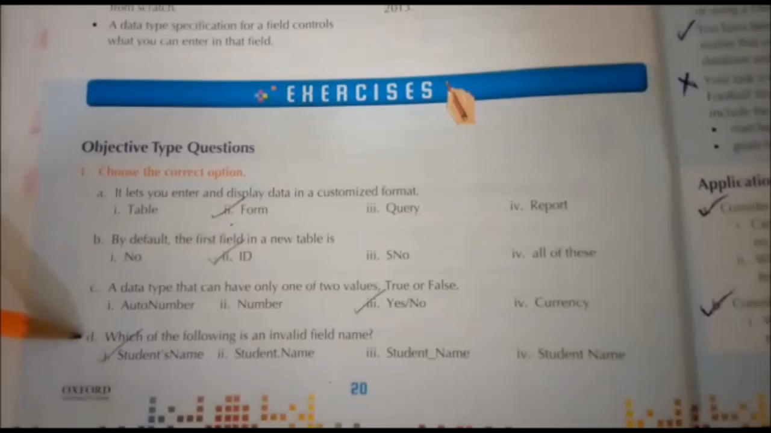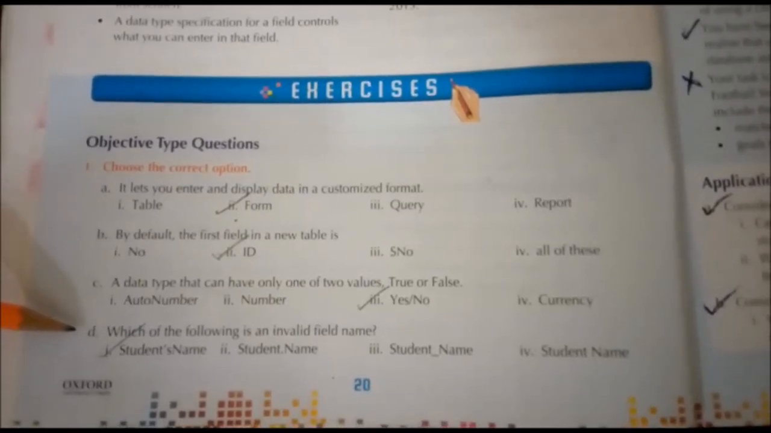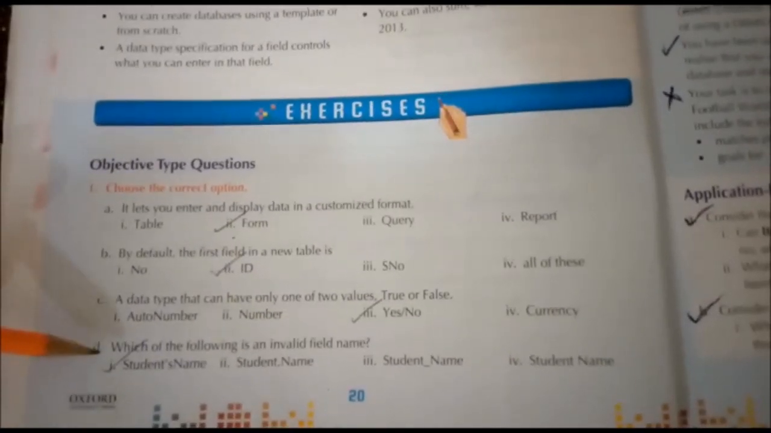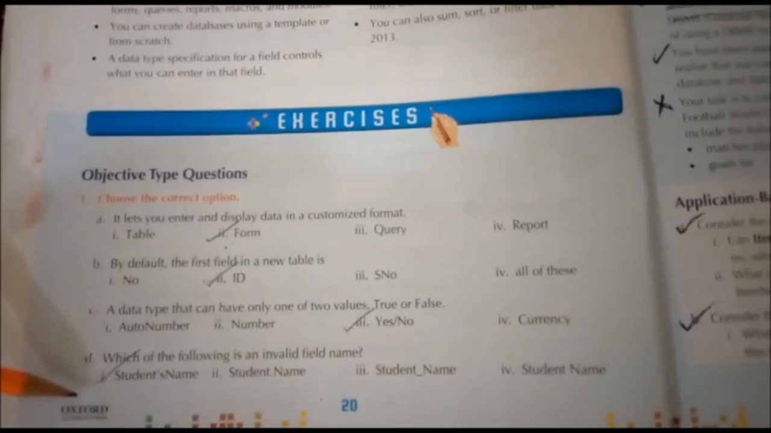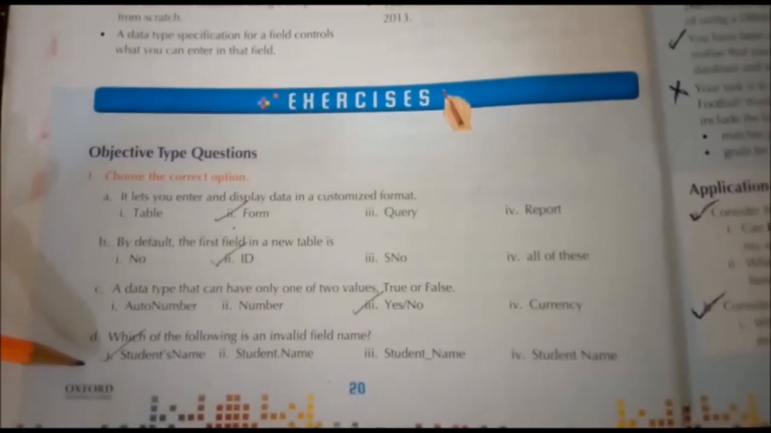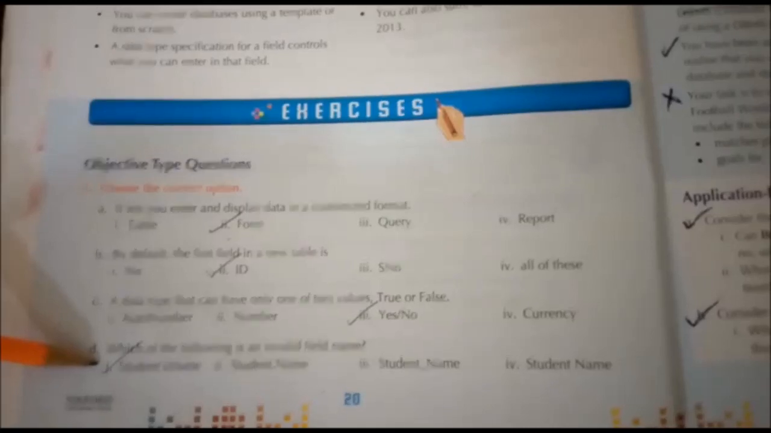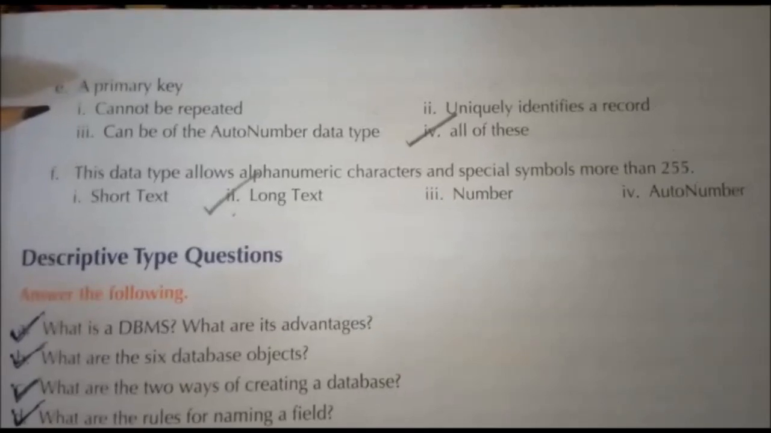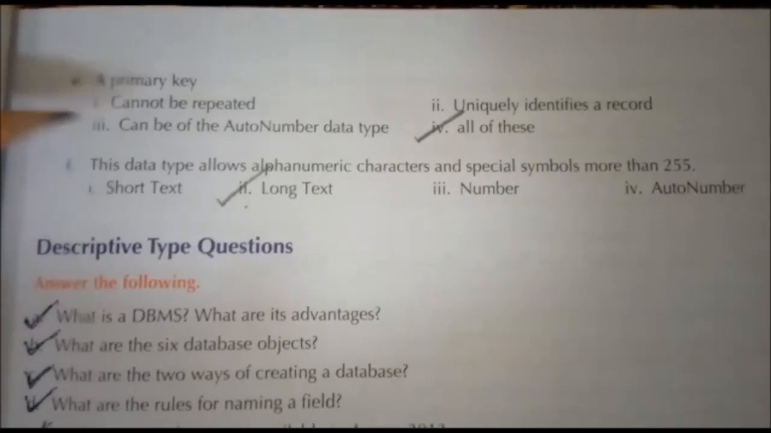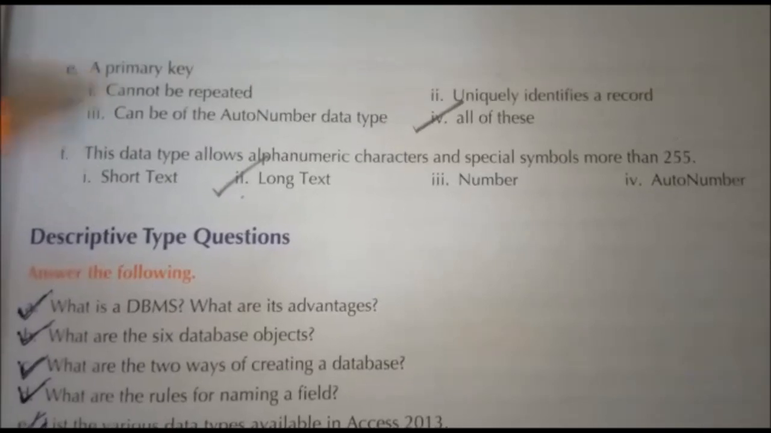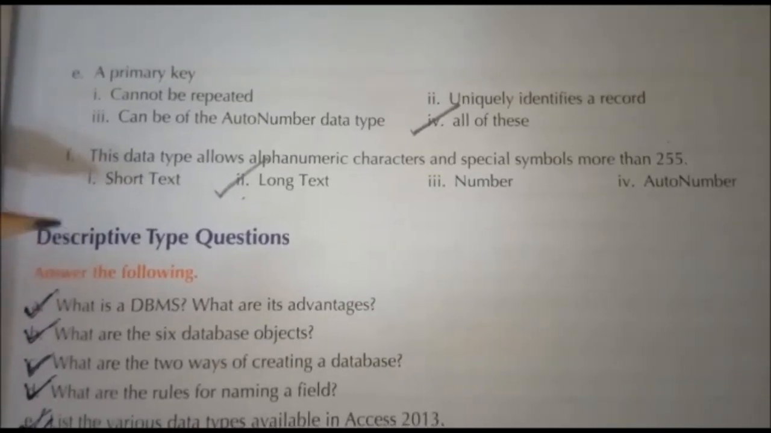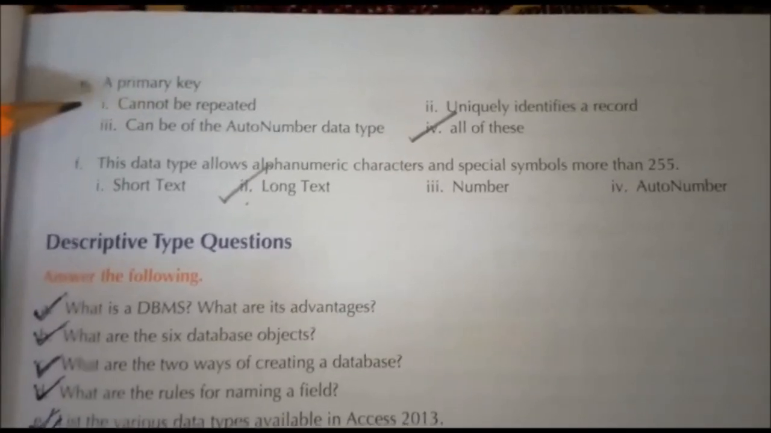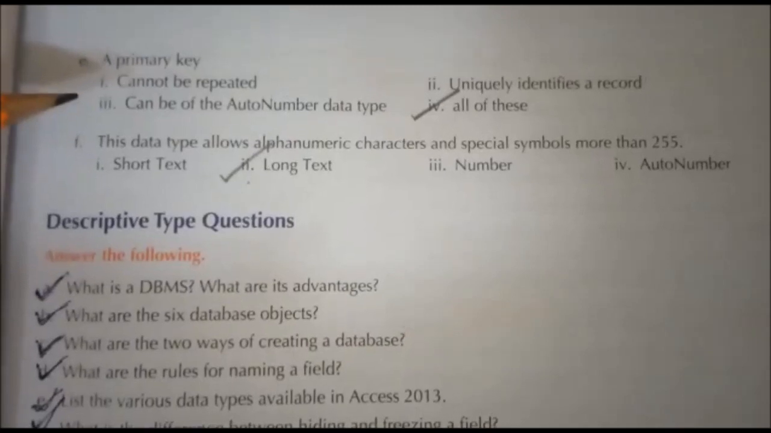Number 4. Which of the following is an invalid field name? Options: student's name, student dot name, student dash name, and student name. The correct answer is student's name. Number 5. A primary key: options: cannot be repeated, uniquely identifies a record, can be of the auto number data type, all of these. And the correct answer is all of these.